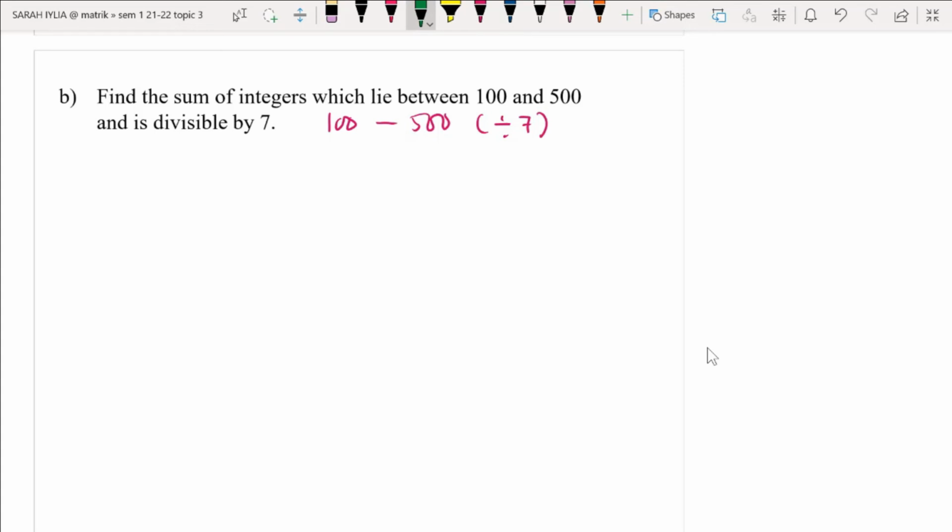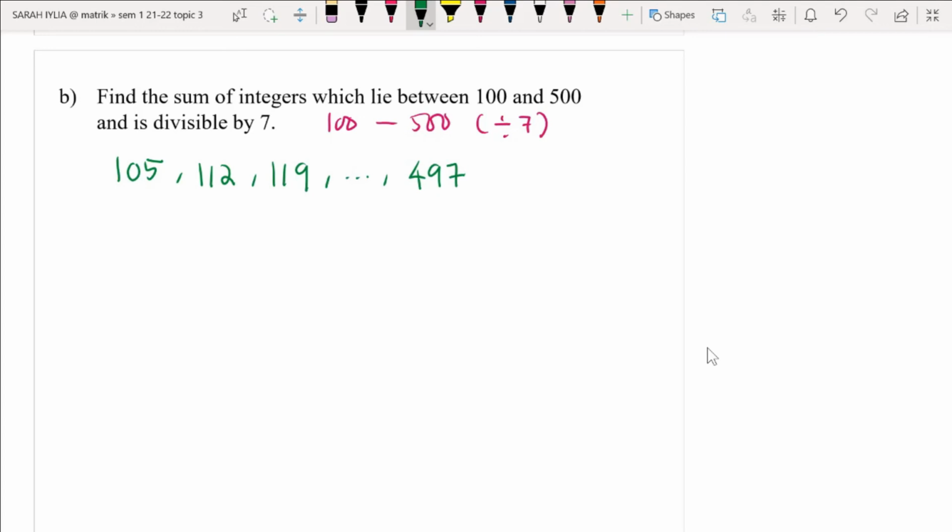So, awak check lah satu-satu. 101 tak boleh, 102 tak boleh, 103 tak boleh. Yang boleh 105. Okay. And then kalau tu kita kena pakai rule plus 7 lah kan. Itu kita punya syarat nak divisible by 7. So, second term will be 112. Third term, 119. And then the list goes on lah. Kita tak tahu ada berapa term. Yang kita tahu dia akan berhenti sebelum 500. So, before 500 yang boleh bahagi dengan 7. 599 tak boleh. 598 pun tak boleh. Yang boleh 497. Ini kita punya sequence.